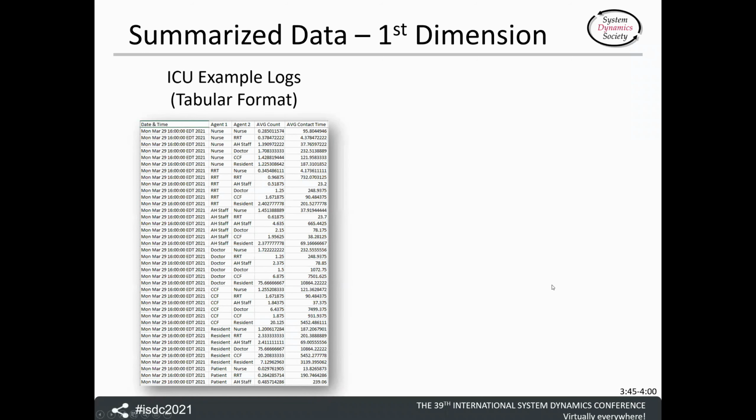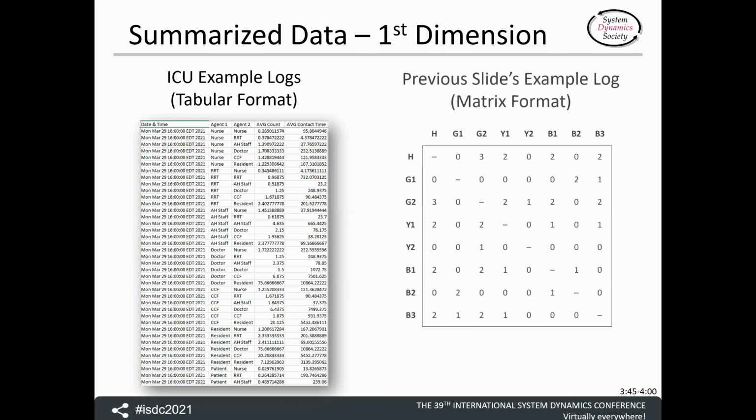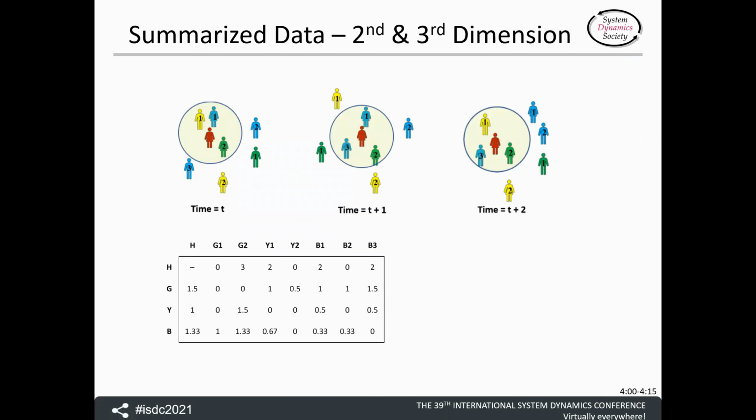For example, we can aggregate the individual contact data at the first dimension by removing the specific contact instances to get the average contacts between specific agents. Then we can aggregate it further on the second dimension to get the contacts between each agent and the specific agent types. We can go one level further and aggregate the data on its third dimension to calculate the normalized contact rates between different pairs of agent types.